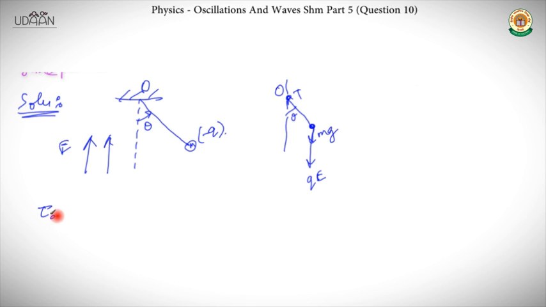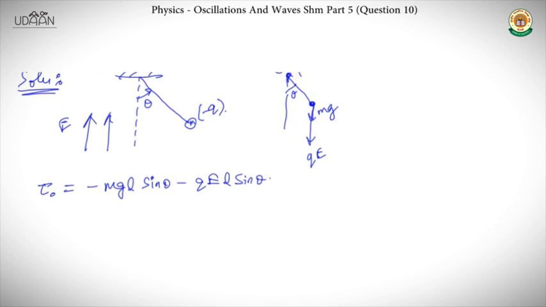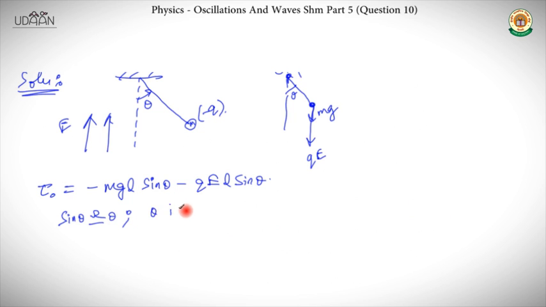Sure. So the torque about O is minus mgl sin theta minus qEl sin theta. Let me understand, how did you get that? So mg is this way and L is this way, and because it is inward, the cross product is into the plane, so the minus sign appears. So we use the approximation sin theta is approximately equal to theta. A very famous approximation, very much used, when theta is small. And it is in radians.